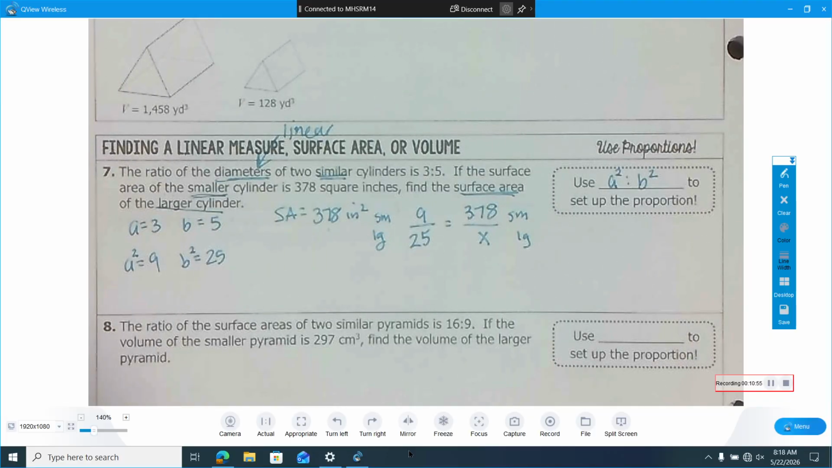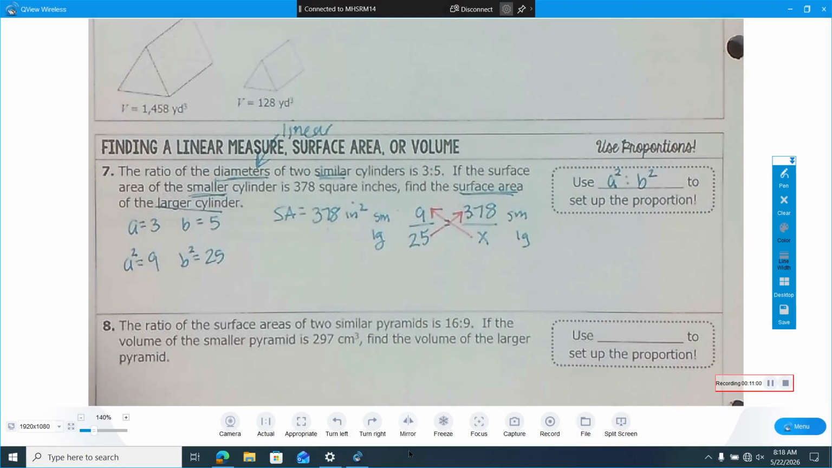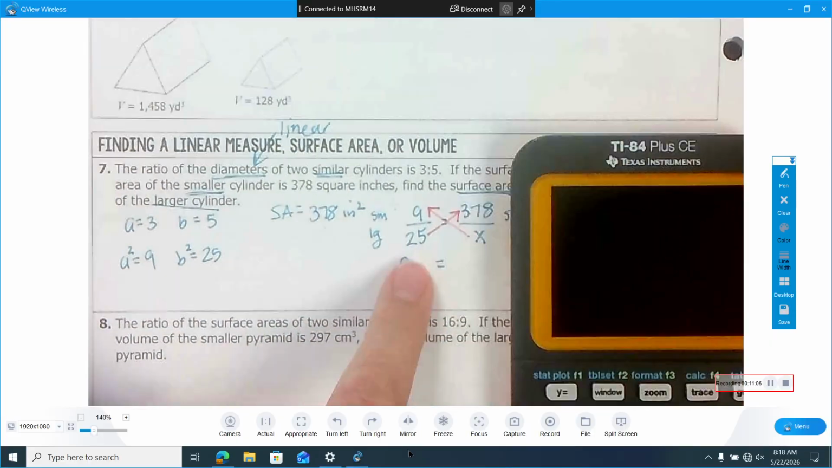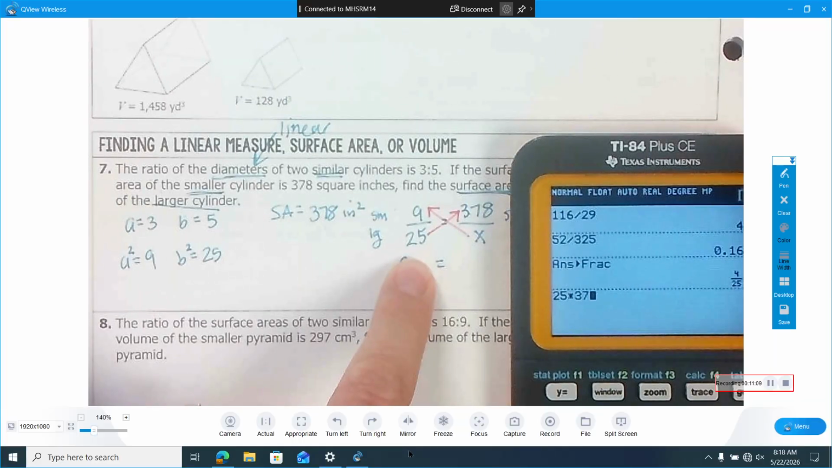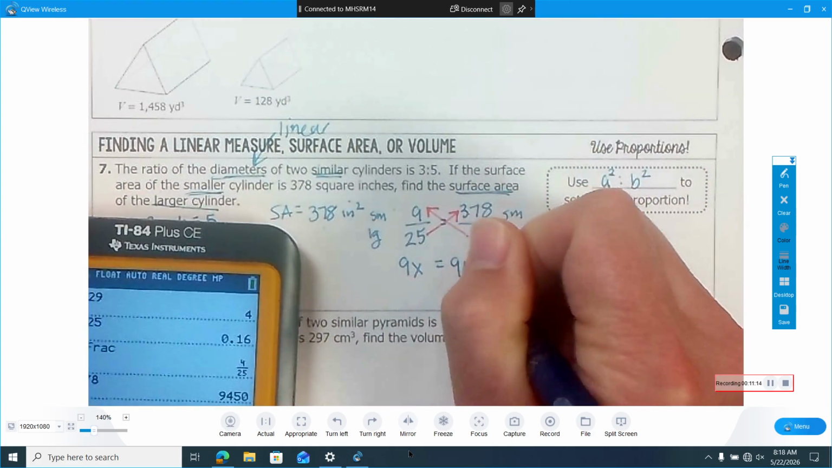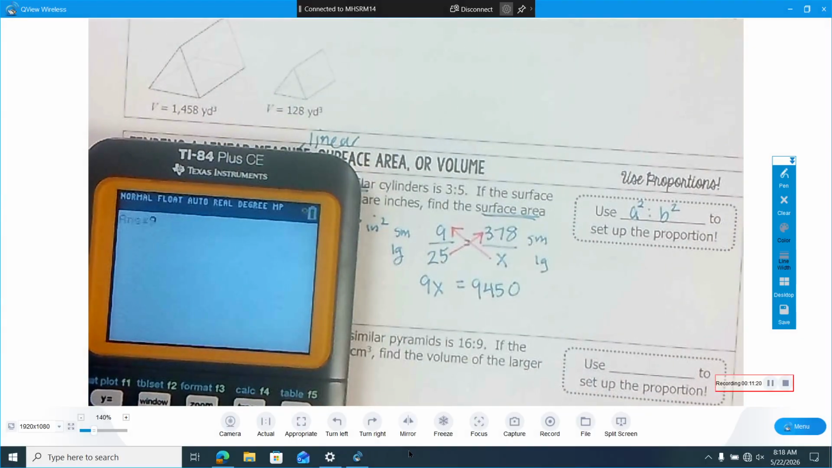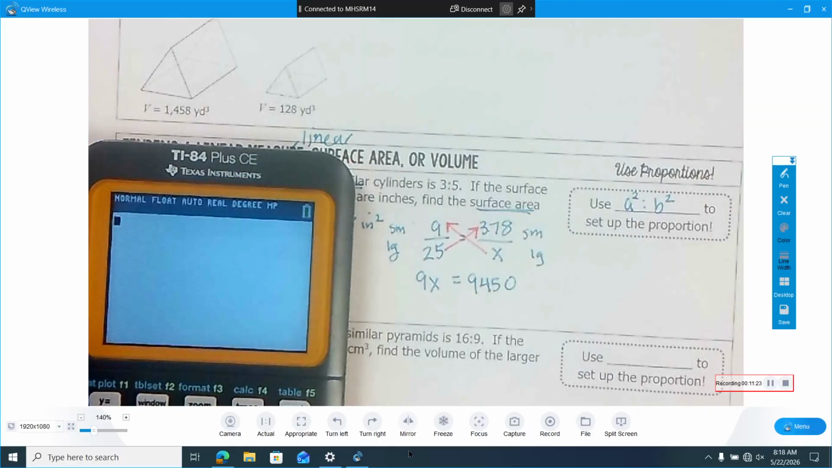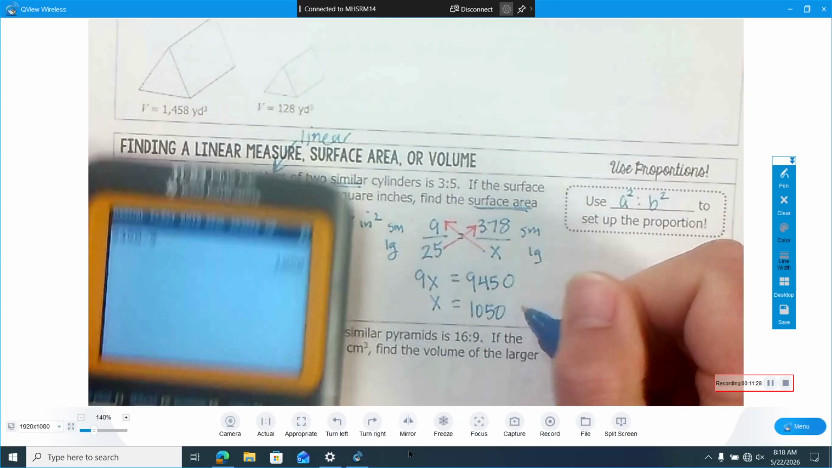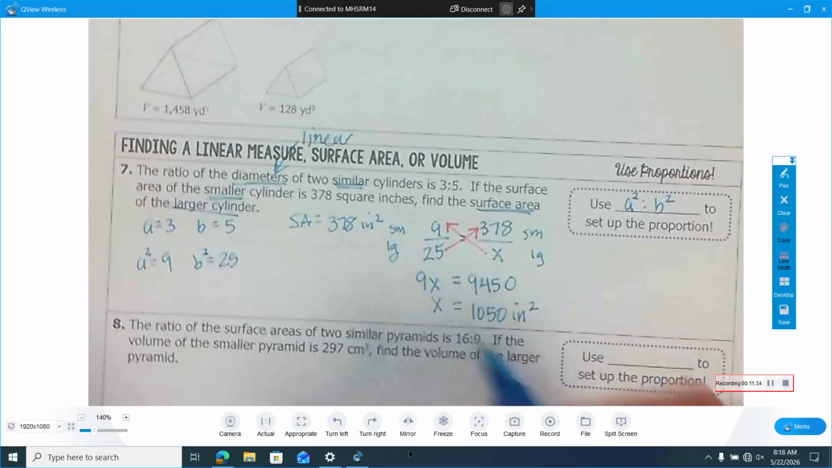And from here, it's just cross multiply and solve. So I'm going to cross multiply 9 times x, 9x, and then we're going to multiply 25 times 378, and I get 9450. And then how do you get x by itself? Divide by 9. 9450 divided by 9 is 1050, and that's going to be square inches. Okay.